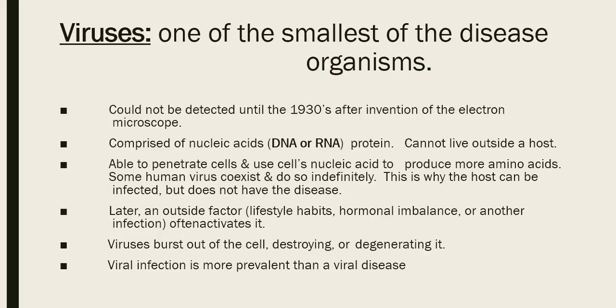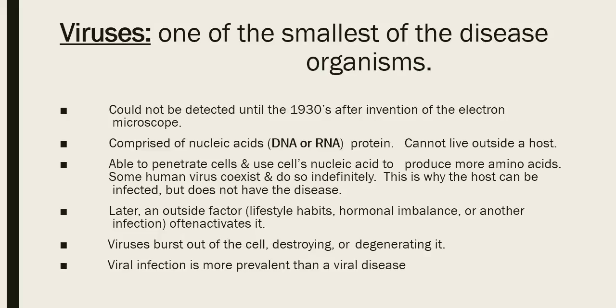They're able to penetrate cells, and they use the cell's nucleic acid to produce more amino acids, and they often reproduce and take over the cell of the host. And that's why a host can be infected but not have the disease. So it depends on how the virus acts within the human cell. Later, an outside factor, for example, lifestyle habits or some other physical illness or infection, can actually activate the virus that's been dormant in the human.